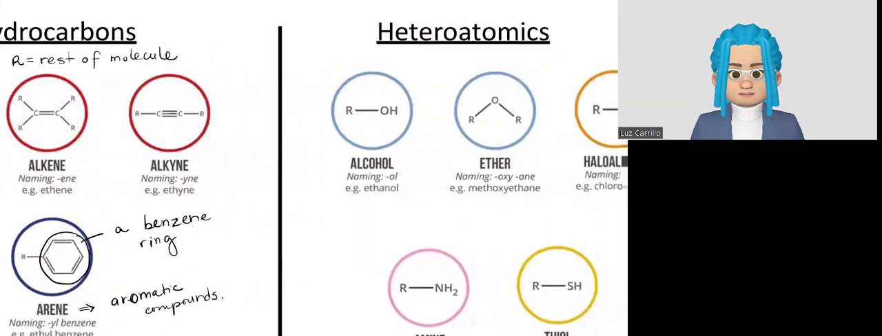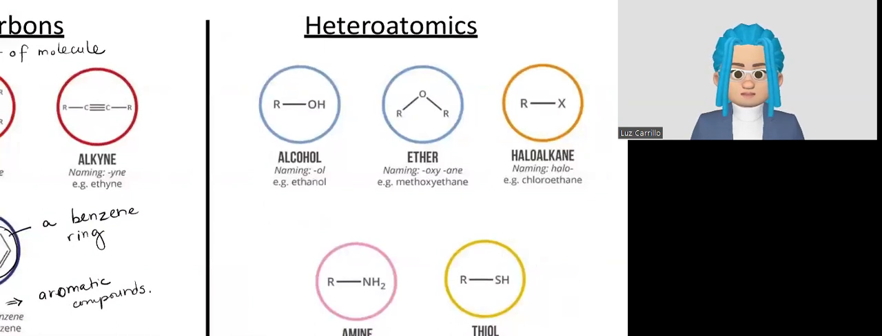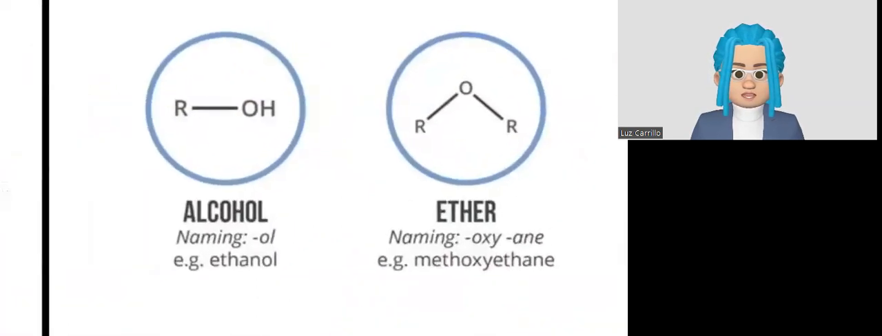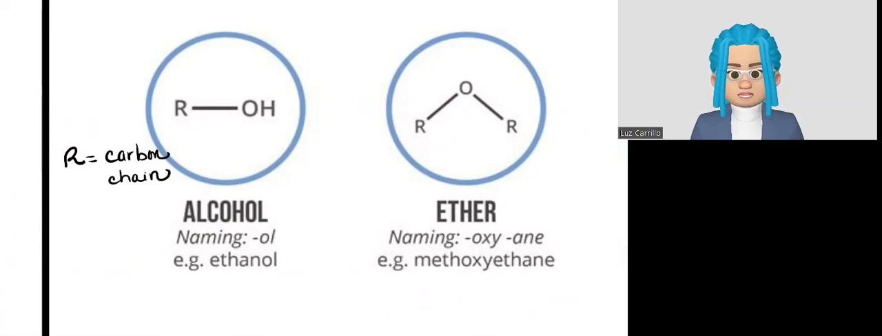Let's now move on and look at the family of heteroatomics. Heteroatomic means that these functional groups are going to have atoms other than carbon and hydrogen. The first member of this family, as you can see, is alcohol. And in an alcohol, the R is representing a carbon chain. R cannot represent hydrogen because if the letter R represented hydrogen, that means that that will be water. So understand that the R represents a carbon chain.